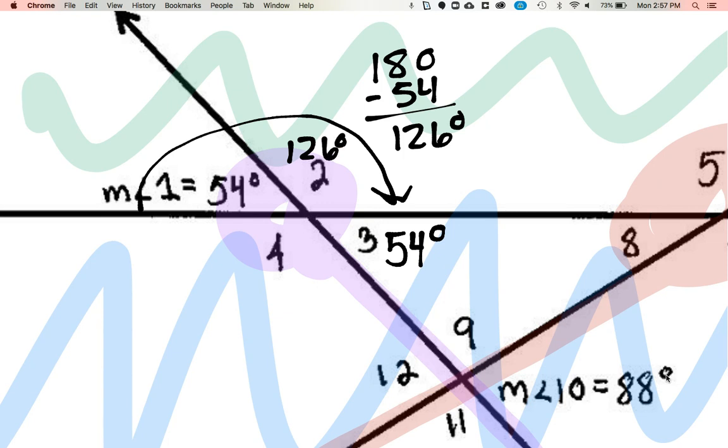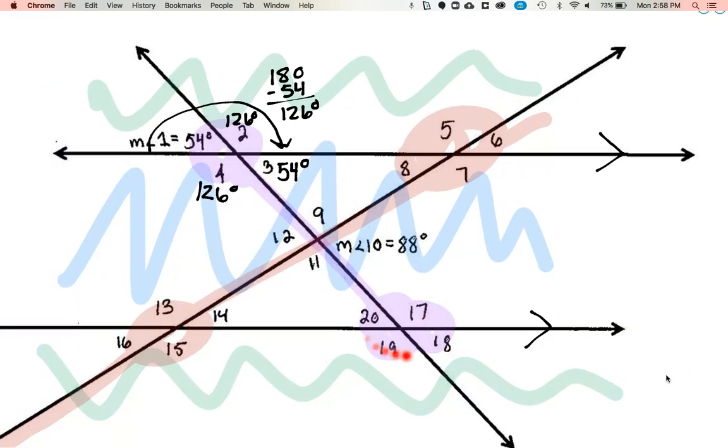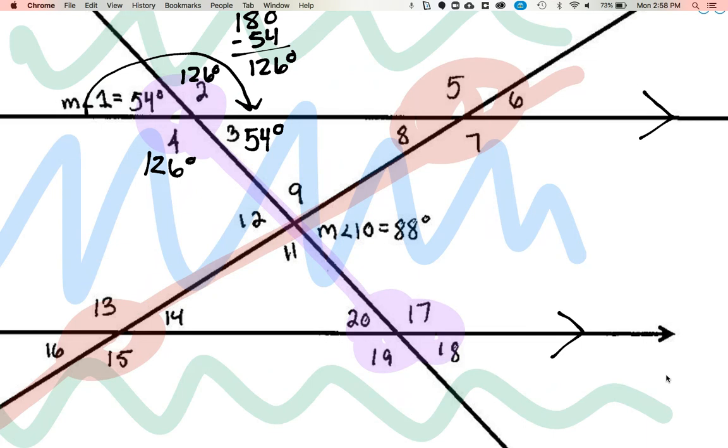And 4 is vertical to 2, so 126. So right there I used the idea of supplementary angles and vertical angles. So I only needed one angle of the 4 to get all 4 of them. And since I have all 4 of those, I have all 4 of those. So really I needed one angle out of 8.